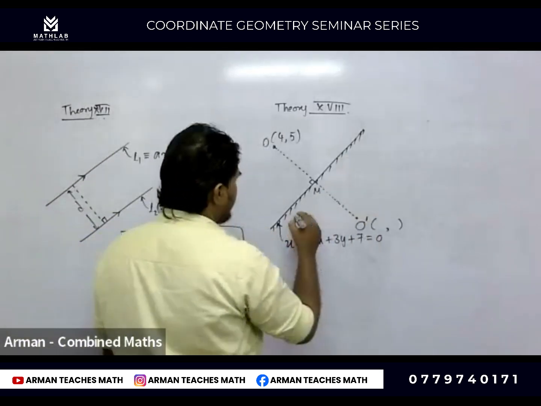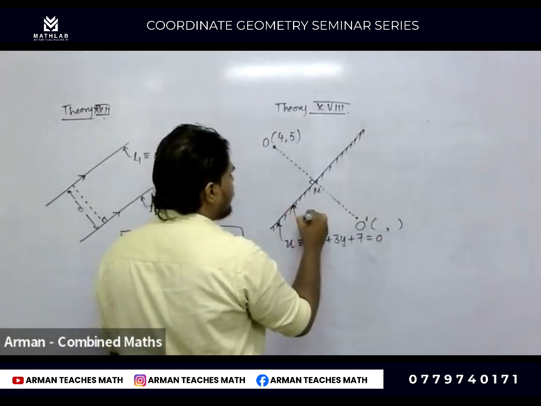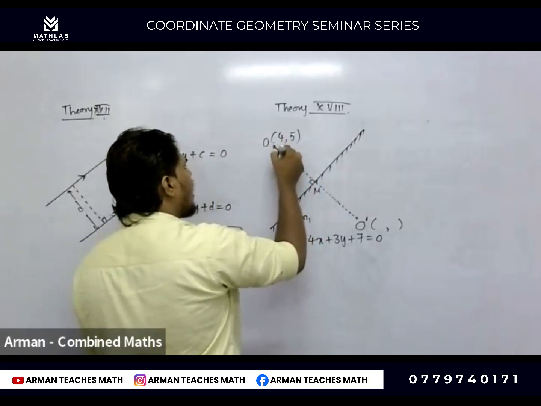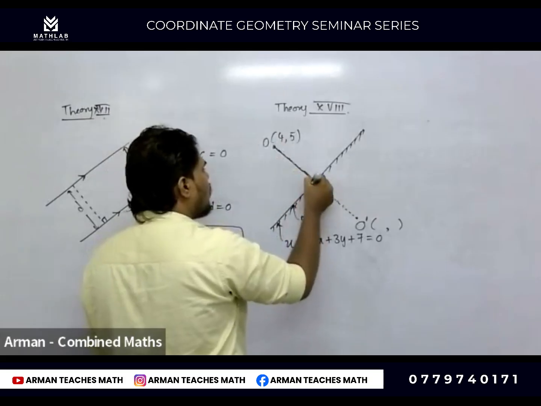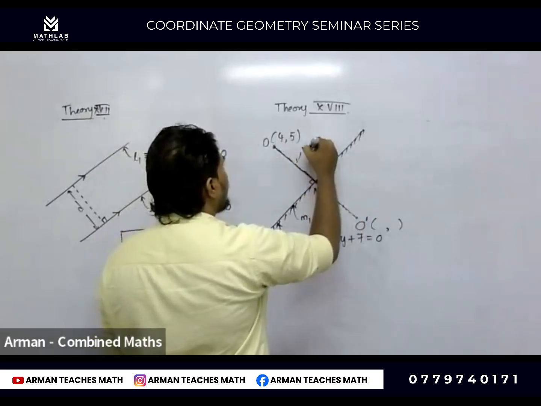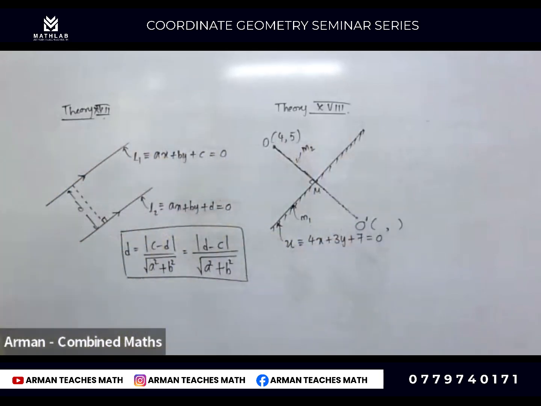We'll consider the gradient of this line as m1. I'll join O and O dash, and we'll take the gradient of this OO dash straight line segment as m2. Write like that. Draw quickly, and if you didn't draw, you can draw it. First of all, write the first question now.